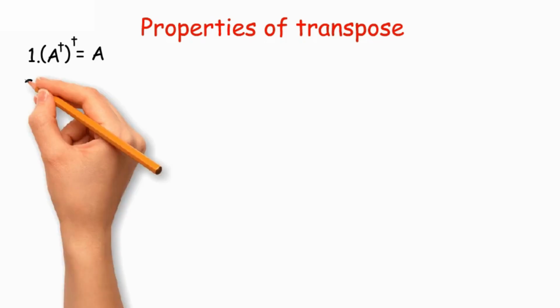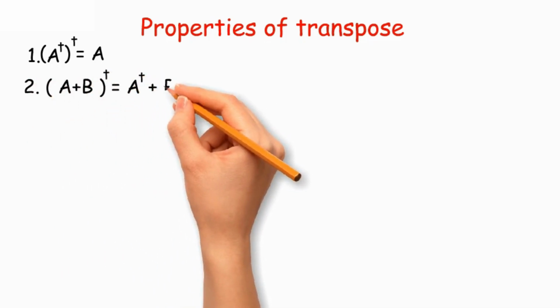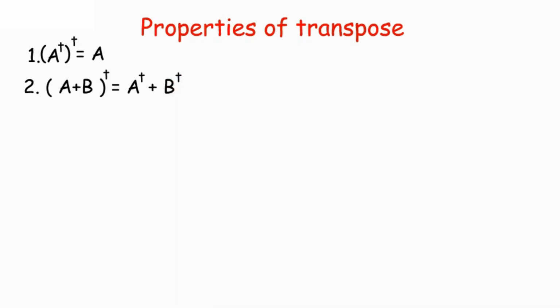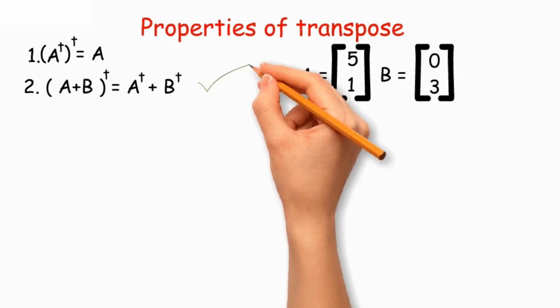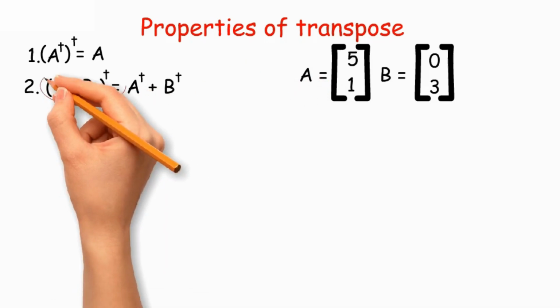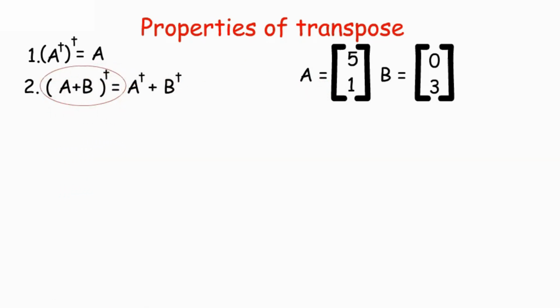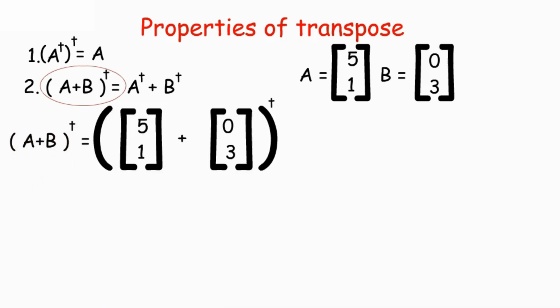The next is A plus B whole transpose is equal to A transpose plus B transpose. It means the transpose of the addition of two matrices is equal to the addition of the individual transposed matrices. For instance, these are two matrices and we have to check for this property. Let's solve the left hand side, which is A plus B whole transpose. So A plus B whole transpose is equal to this.